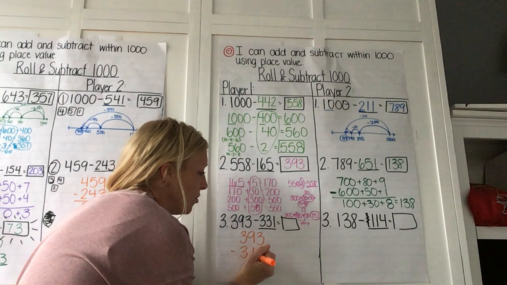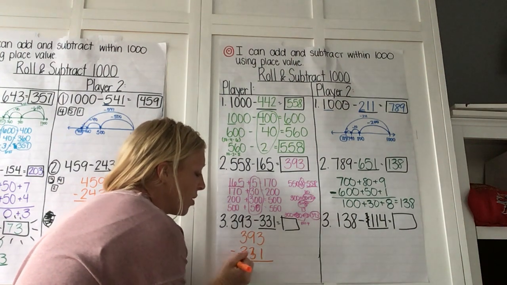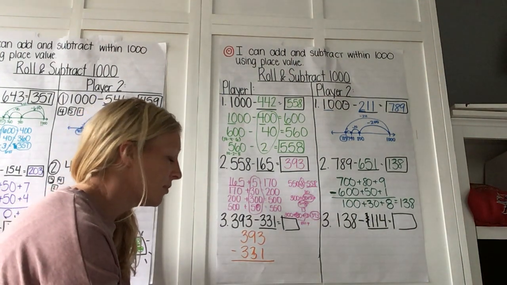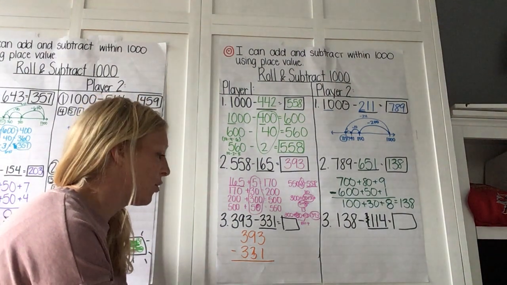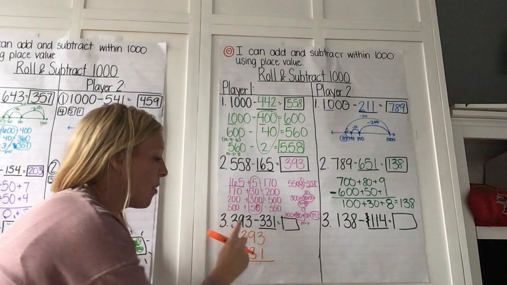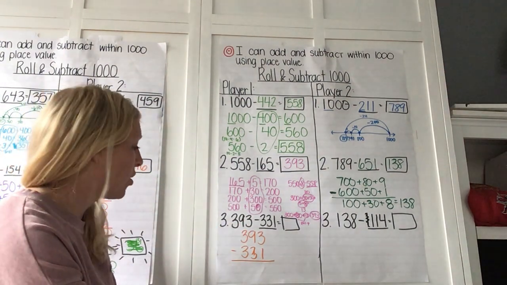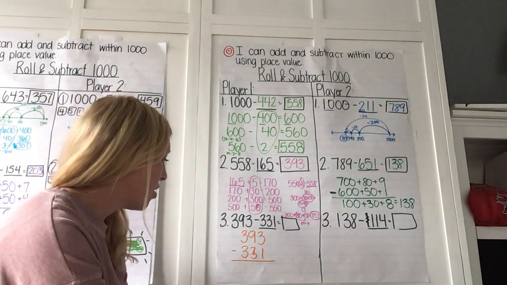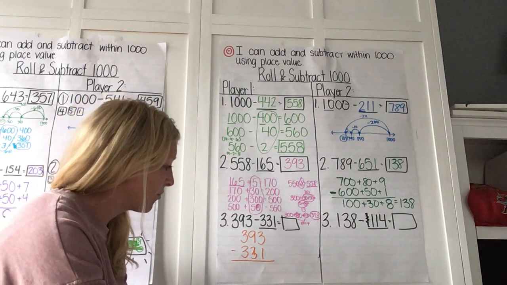All right, so when you set it up like this, what were you thinking about? Well, how did you know you did not have to regroup? Because each of these was smaller than the other. Okay, so this is a really good one for that, isn't it? All right, so what did you subtract first?